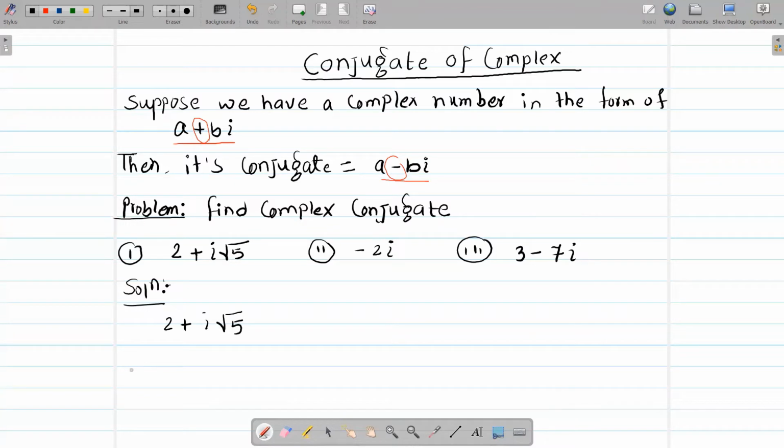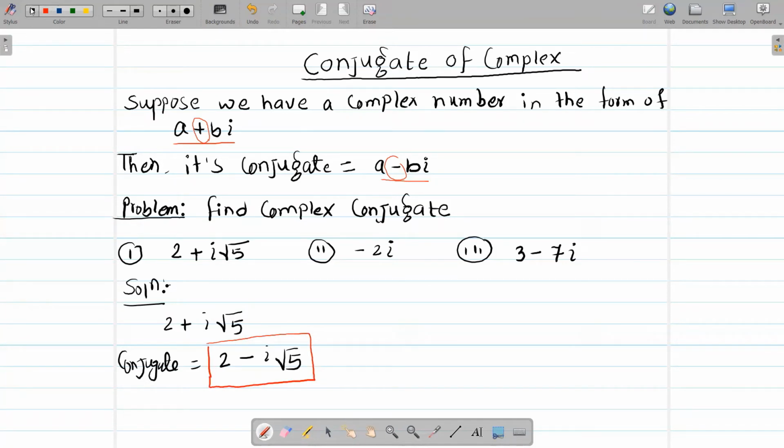Now what is this conjugate? We keep the real part as it is. Conjugate means change in what? The imaginary part, right? A change in the imaginary part means the addition becomes subtraction, like that. So we have plus, and we're going to get minus i square root 5. This is the conjugate. Very simple, right? So when we have plus in the imaginary part, we change it into minus, and that is the conjugate.